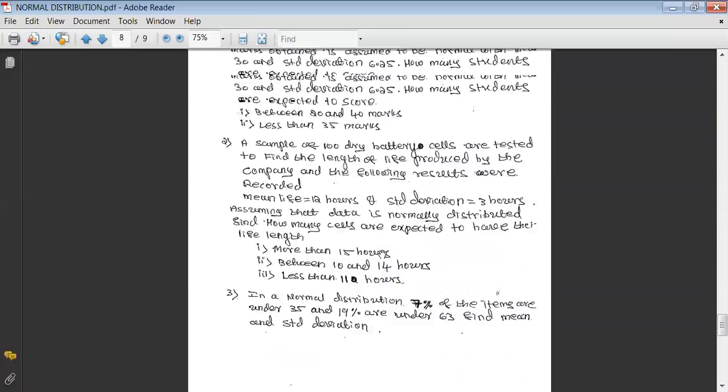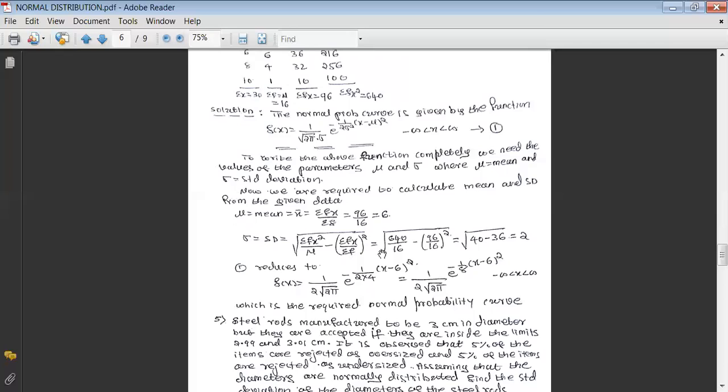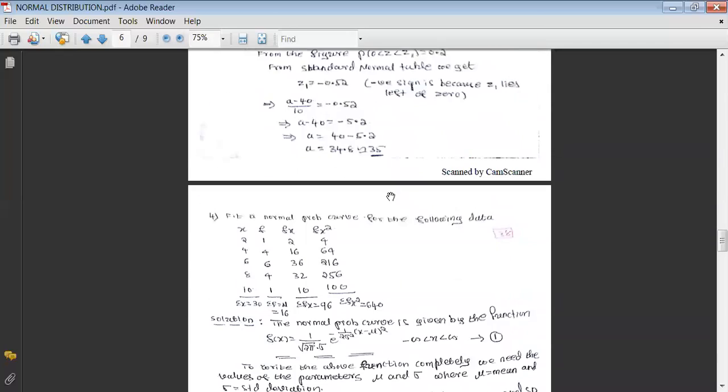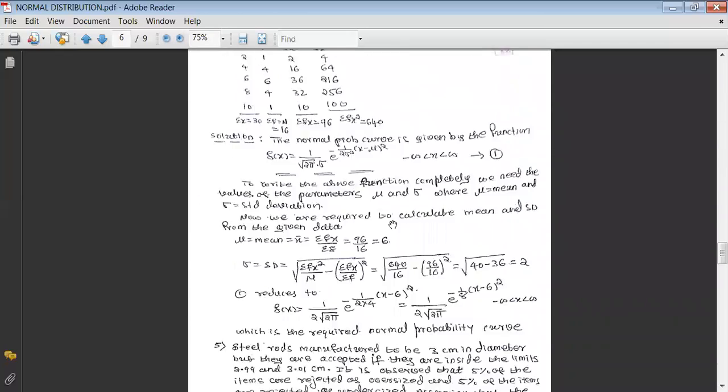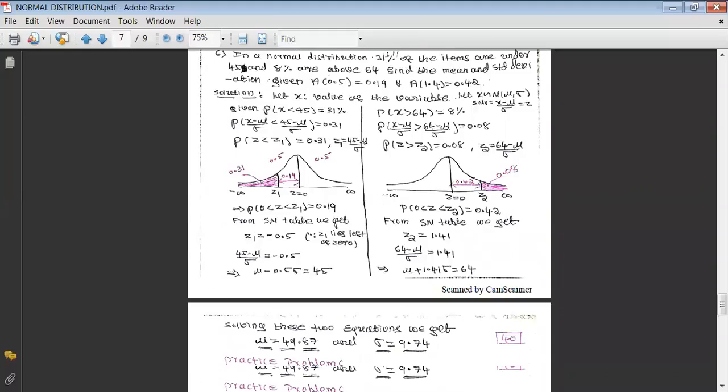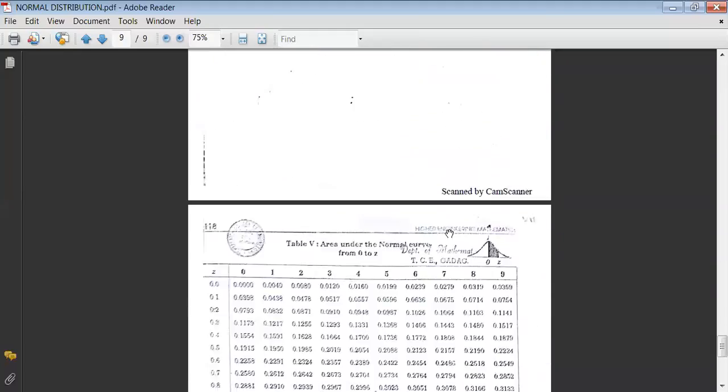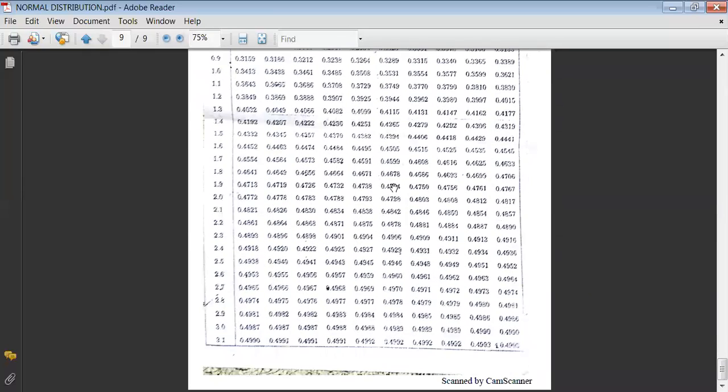This is all about the continuous distributions, and this is all about the normal distribution. So far, we have studied two discrete distributions, binomial and Poisson, and two continuous distributions, exponential and normal distribution. Thank you.